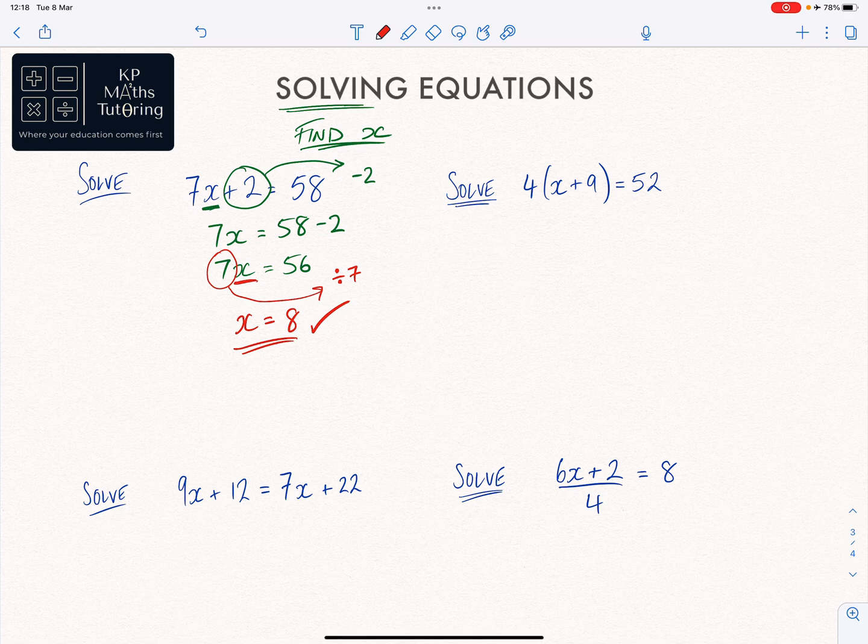If you wanted to check it, you could substitute it back in. So 7 times 8, because I'm saying x here is 8, so I go back to this. This means 7 times x. So 7 times 8 is 56, and then plus your 2 gives you 58. So I know my answer is correct.